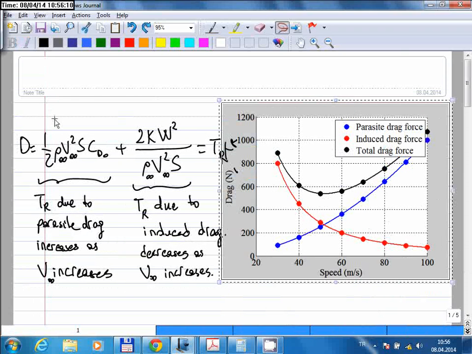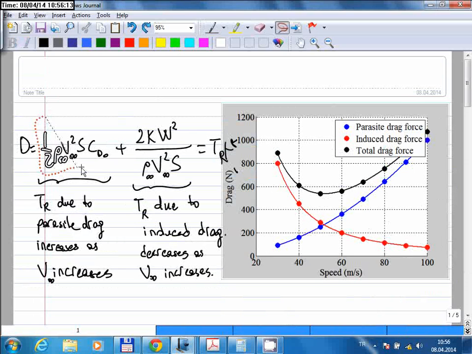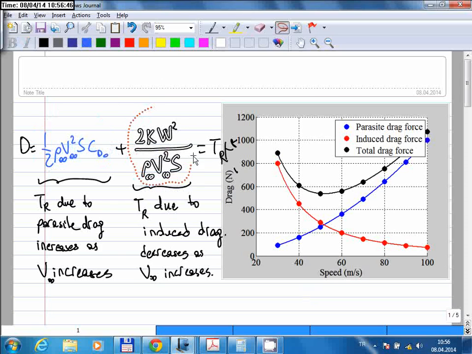And so let me color these so that you can easily see which one is which. So there are two components here. If you look at the first one, in the first term you have a V squared term. So naturally this gives you an increasing term with speed. So this corresponds to this blue curve here, right? It increases with the square of V infinity. In the second equation, you have V squared in the denominator. And this has an inverse relation with V squared, and that is shown in red in the graph.